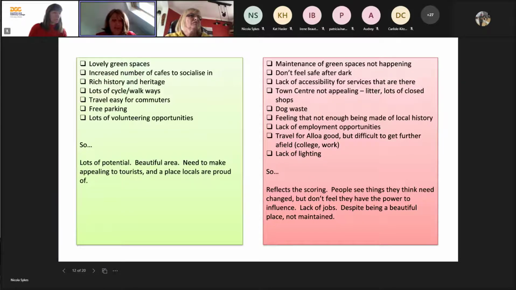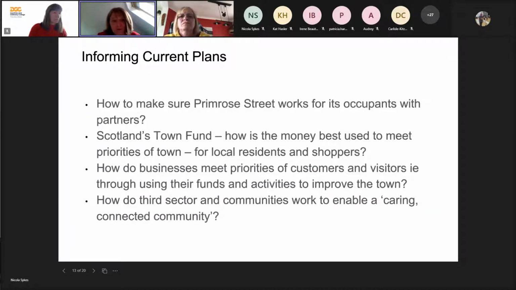This allowed us to inform plans, both for the Primrose Street development and also the Scotland's Town Fund, which is a large capital fund that has come in to local authorities to invest in town centres, and it is going to be used in Alloa. Also, how does the business community meet the priorities of customers and visitors?